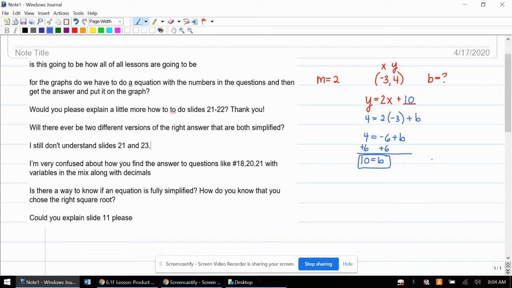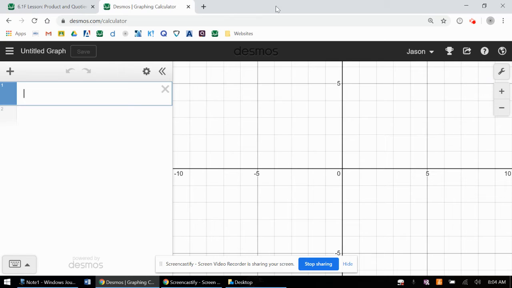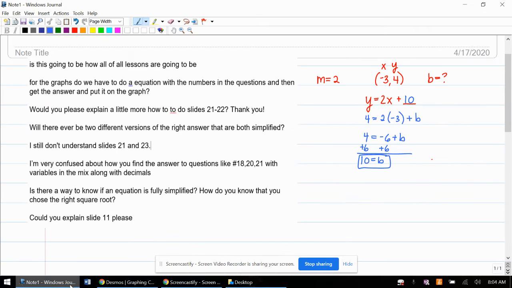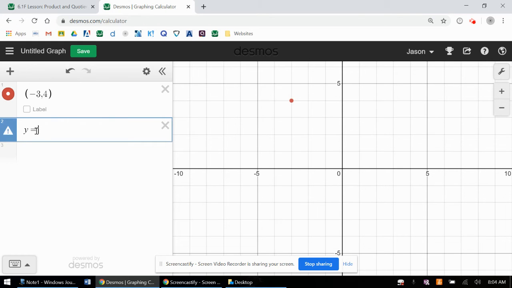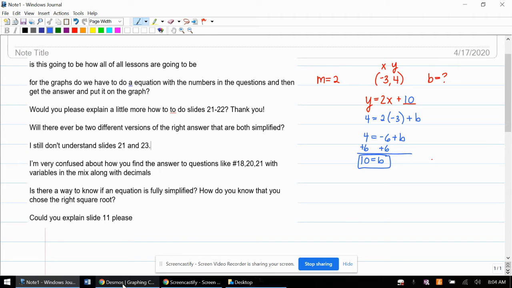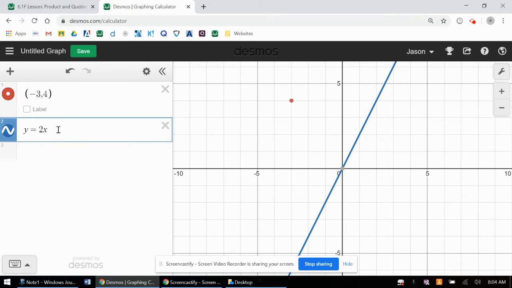And the reason that we had the graphs in the Desmos lesson was it sort of offered a nice visual, which we don't always have when we do this. And I'm going to graph this. So the point was (-3, 4). And the equation was y equals 2x plus 10.